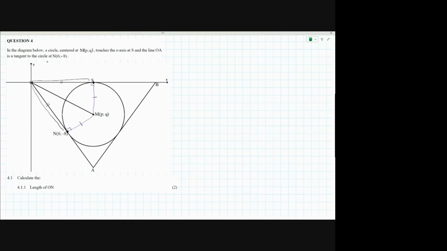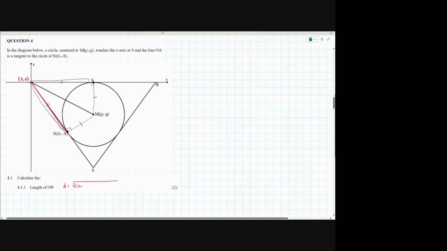The first question asks us to calculate the length of ON. Okay, so ON is essentially this length over here in pink. Now remember, O is your origin, 0, 0. You have two coordinates. All we need to do there is substitute it into our distance formula. We haven't actually used our distance formula yet. So distance equals, this is my worst formula. I can never remember it properly.